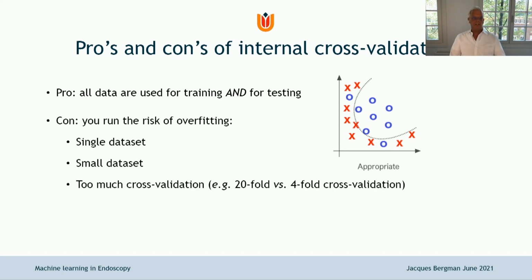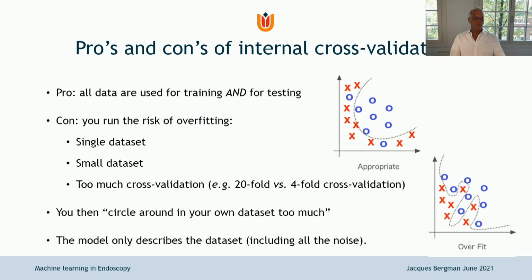The danger is that you run the risk of overfitting. If your data set is small, and if you only have a single data set, and especially if you do too much of this cross-validation, I showed you an example of 4-fold cross-validation, which is pretty okay, but if you would do a 20-fold cross-validation, you will be circling around in your database too much. And basically you would find the optimal distinction line, but not for early Barrett's neoplasia in general, but only of your data set of a limited number of early Barrett's cancer. You will be modeling the noise as well as the relevant information.